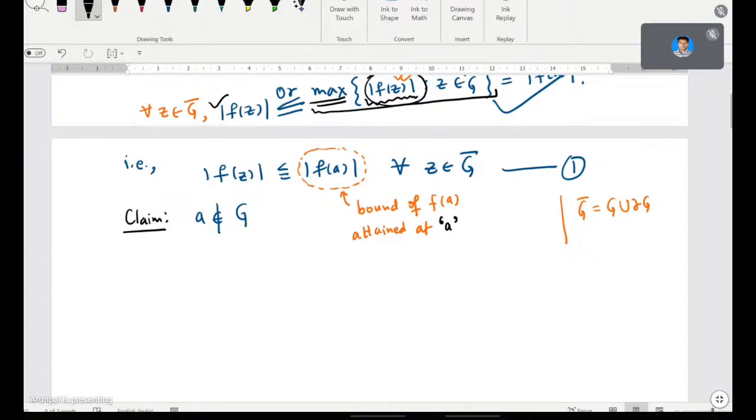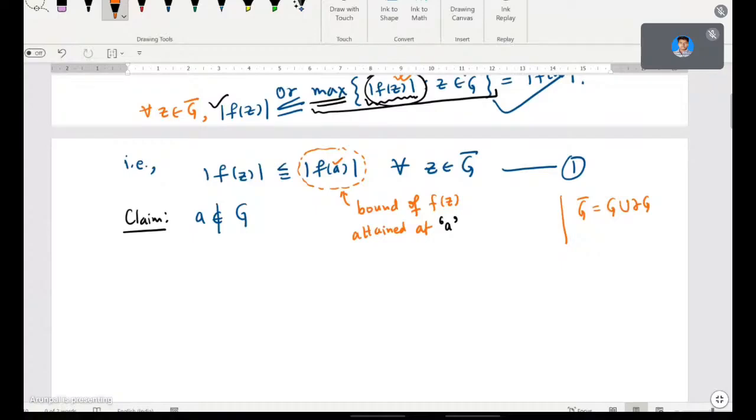Correct, class? Let's try to read it. So we have to read it like this. This is, sorry, this is bound of f(z) attained at a. Is this okay, class? Yes, sir. Certainly it is bound and it is attained at a, because we are taking this at a. This is the value of the function which we are obtaining at a.